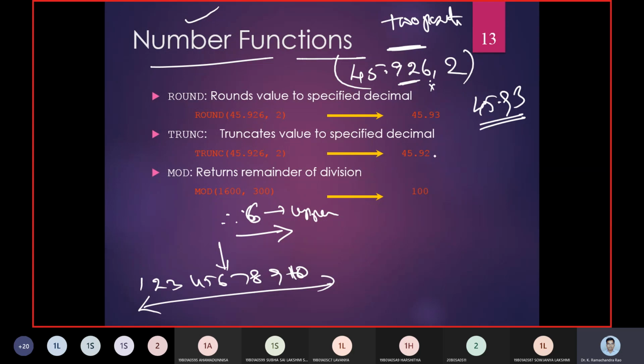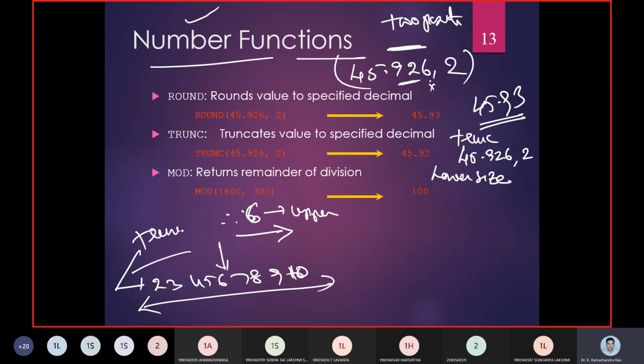The same we are going to call in an opposite way. So if it is 45.926 comma 2, and if we are going to use trunc, trunc goes to the lower side. It is going to move to the lower side. So obviously it looks towards the value on the left hand side, and when we use round, it moves to the upper side. So for that we are going to have 45.92.